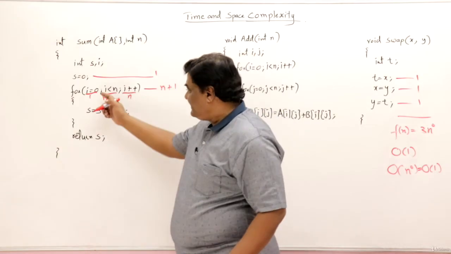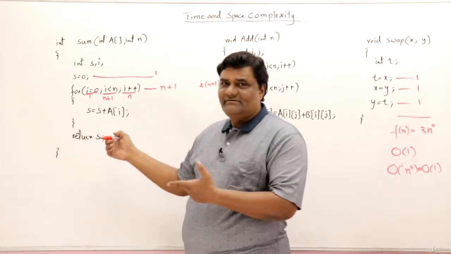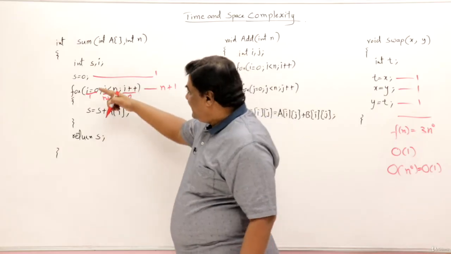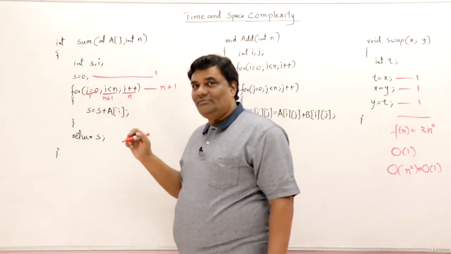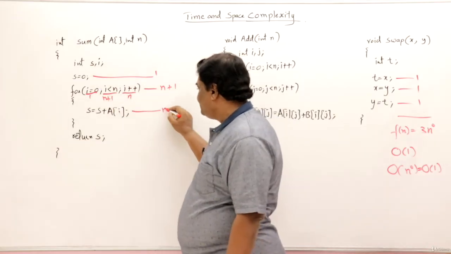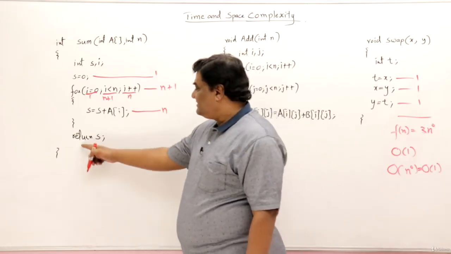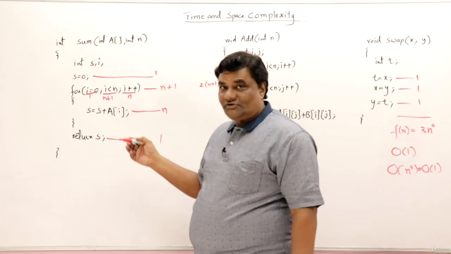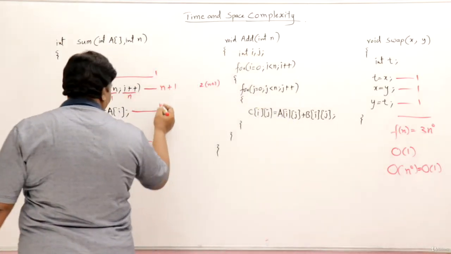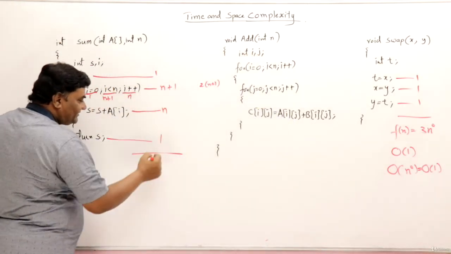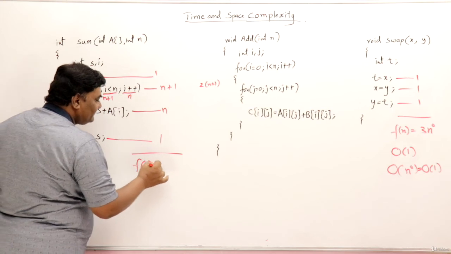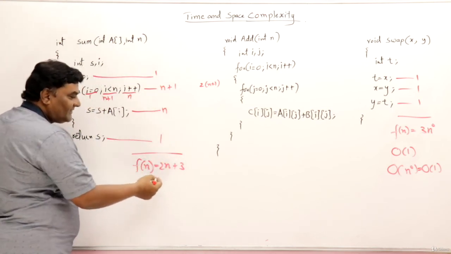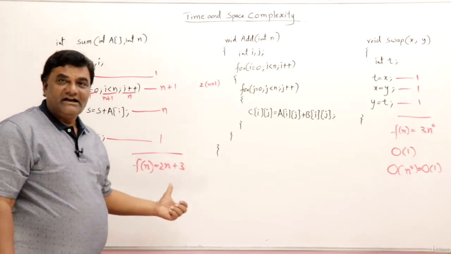Then next, what is there inside? This is a simple assignment and an arithmetic addition. How many times? As long as the loop is running. How many times will the loop run? n times. So this is n. Then at last, return s. How many times will this execute? Just one time. So in total, I'll find the sum of all these. 2 times n, so the time function is 2n plus 1, 2, 3: 2n plus 3. This is the time function we got.